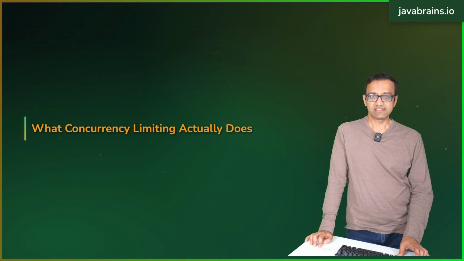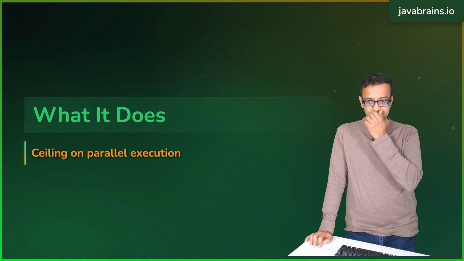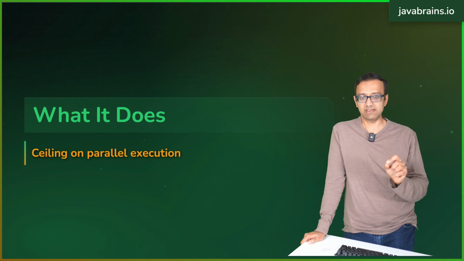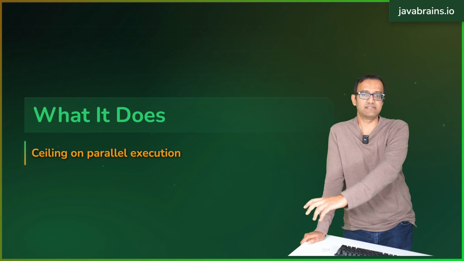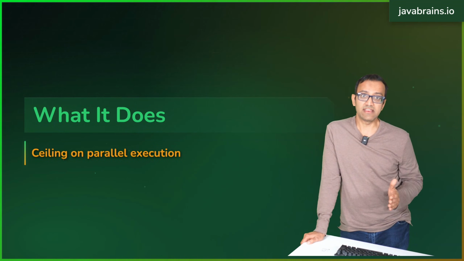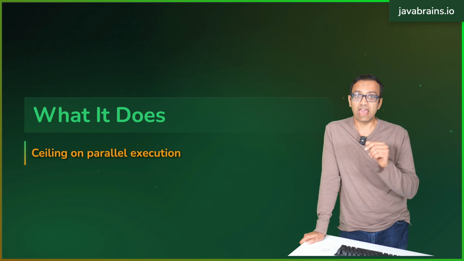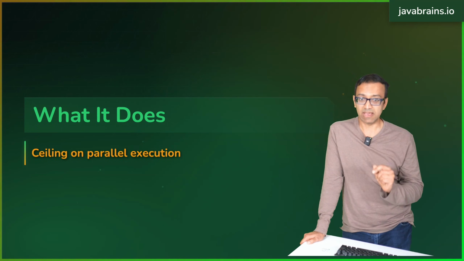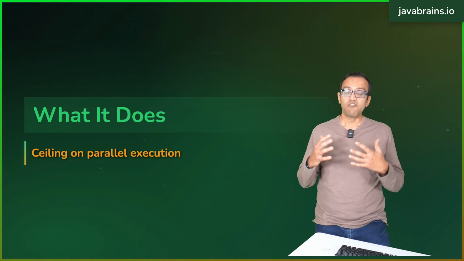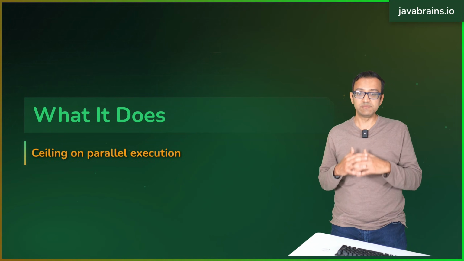Okay, what does concurrency limiting actually do? It's a ceiling on parallel execution. When you annotate a method with @ConcurrencyLimit and you say 10, you're basically telling Spring no more than 10 invocations of this method can be executing at the same time, period. Not more than 10. This is again for the method that is being annotated.